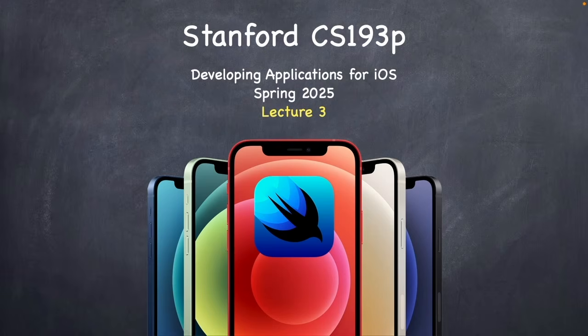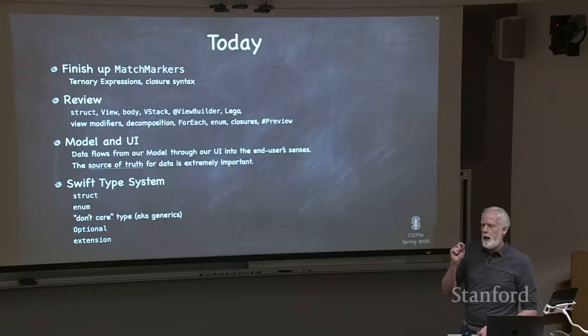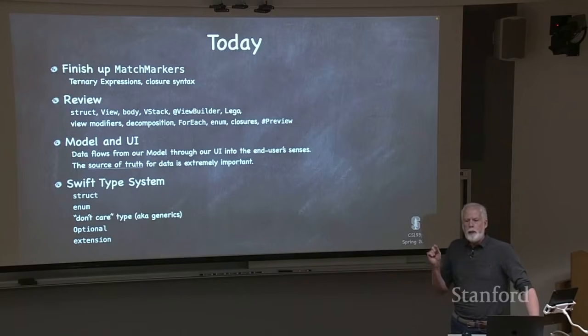Lecture 3, Stanford CS193p, that's right, spring of 2025. I'm going to do a little bit of demo at the start. I just want to finish up looking at that matchmarker function that we did. I kind of jumped over it quickly in the last one because we needed to get done what we got done last time so you could do your assignment 1.